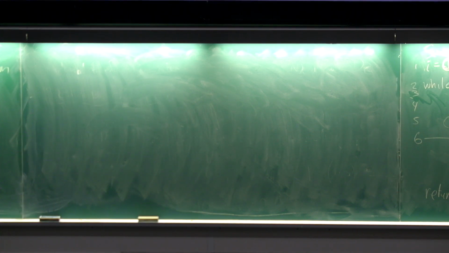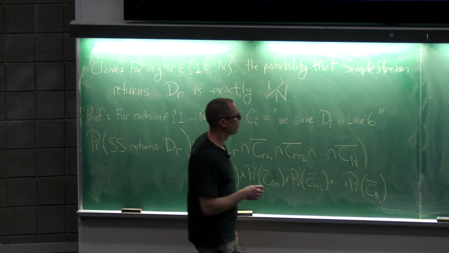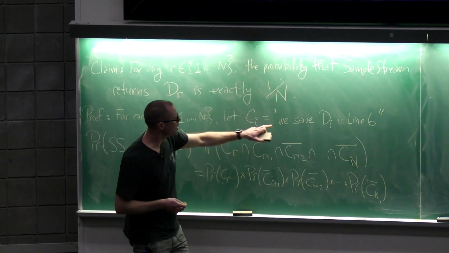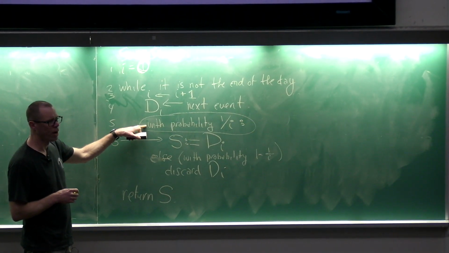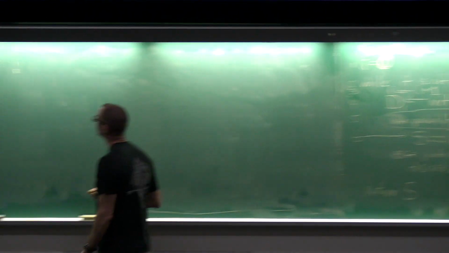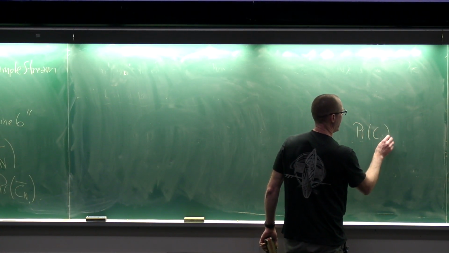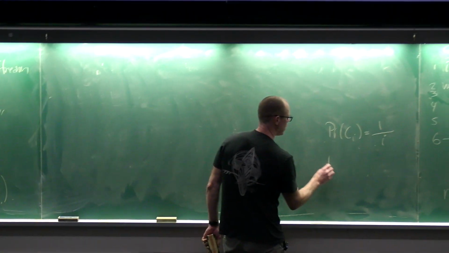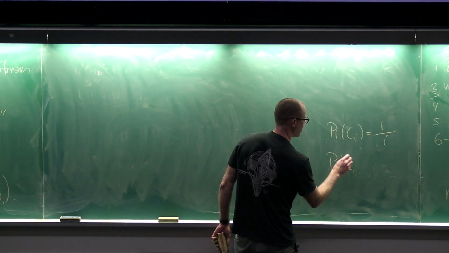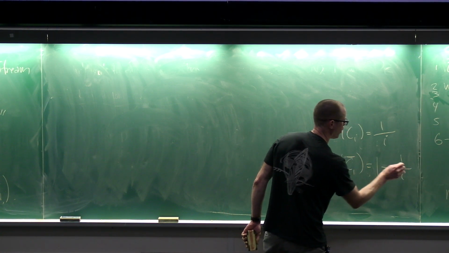What is the probability of CR? Or maybe we should just ask the generic question. What's the probability of CI? Well, we saw DI in line 6, and actually the definition is it happens with probability 1 over I. So keep that in mind. Probability of CI is equal to 1 over I. And that means the probability of not CI is 1 minus 1 over I.